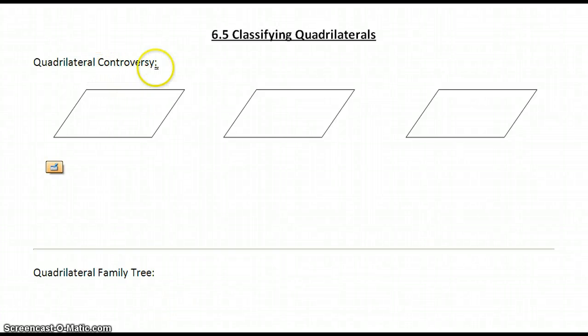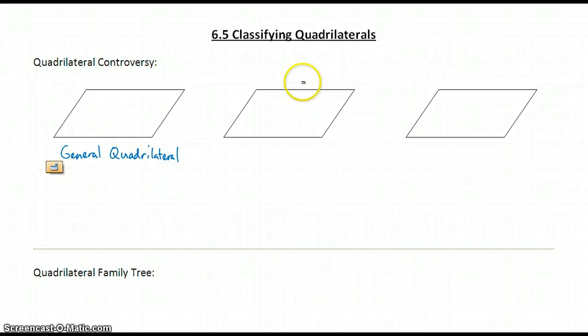Believe it or not, there is some controversy in the quadrilateral world. The controversy stems from the definition of what makes certain quadrilaterals what they are. If we look at this first quadrilateral, it looks like it should be a parallelogram, but if we are given no information, the only thing we can conclude is that this is a general quadrilateral. It has 4 sides. It might be more than that, but without any more information, this is all that we can conclude.